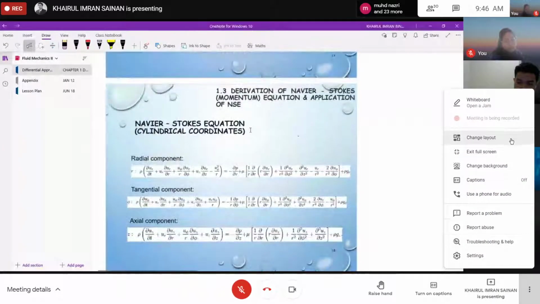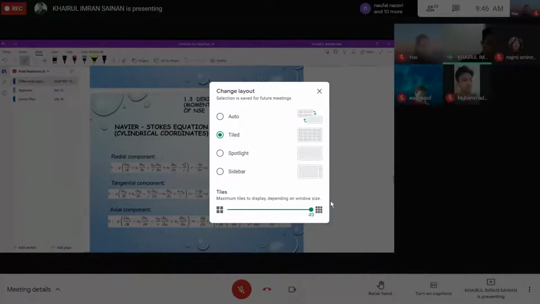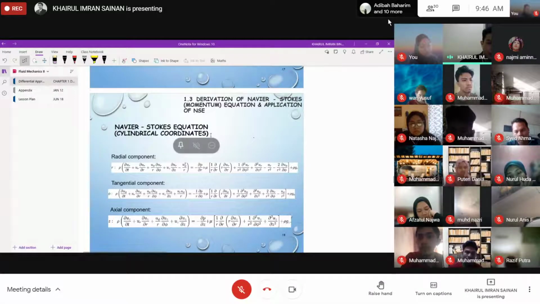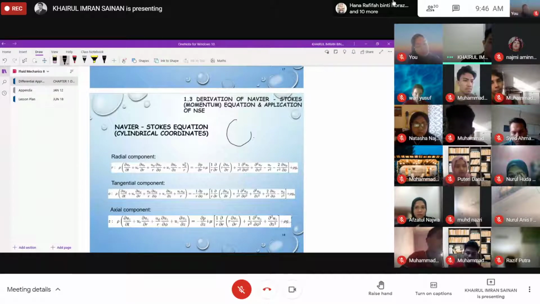So next, I introduce to you the Navier-Stokes equation as well for cylindrical coordinates. So instead of x, y, and z, you have r, theta, and z. So you have a radial component, a tangential component, and an axial component, which is the z.